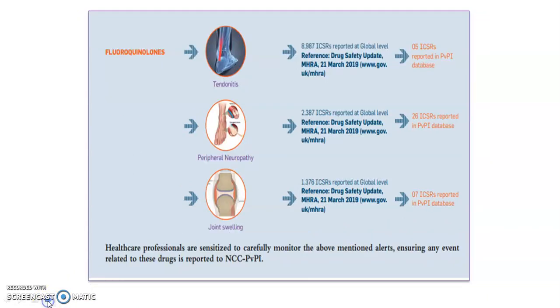The same is reported for fluoroquinolones also. If you use fluoroquinolones, it is going to cause tendinitis. Tendinitis is globally reported in 8,987 cases, and in India there are 5 cases reported. Fluoroquinolone-induced peripheral neuropathy is also reported here. At the international level 2,387 cases are reported, and in India there are 26 cases. Joint swelling by fluoroquinolones is 7 cases in India, and at the global level it is 1,376 cases.